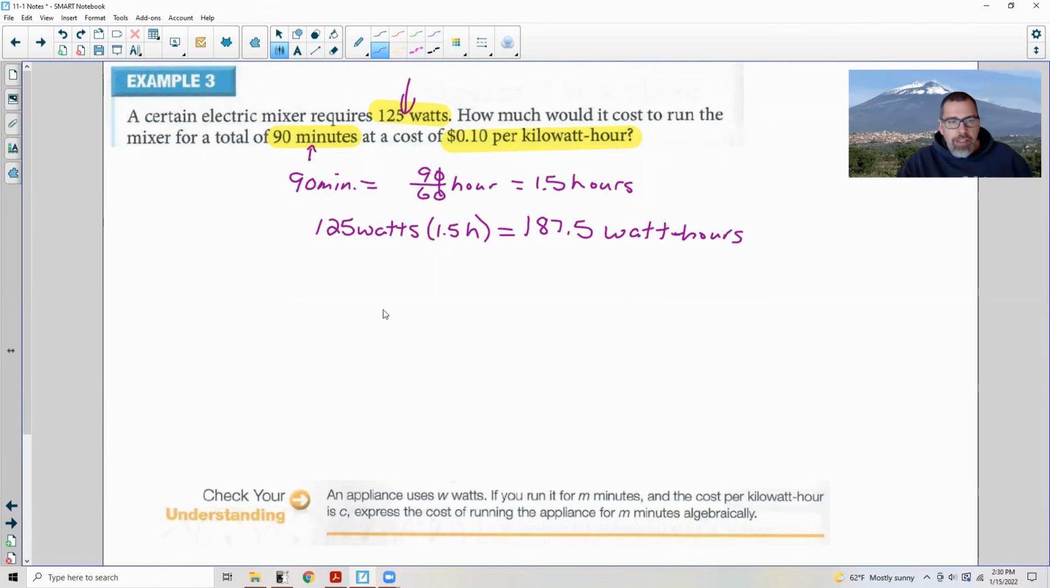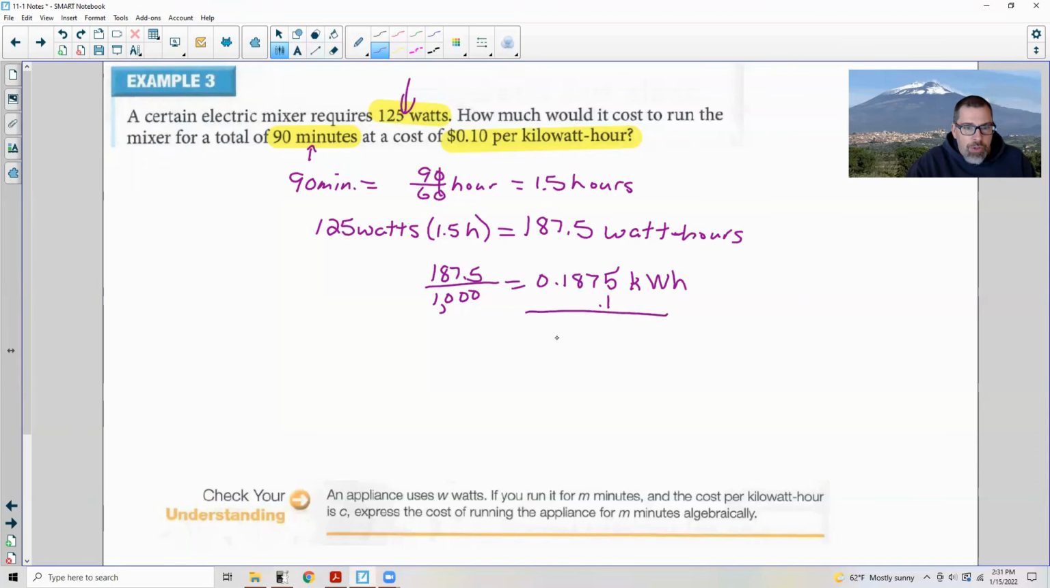Okay, and then we need to find the kilowatt hours. So in order to find kilowatt hours, you take the 187.5, and kilo means 1,000, so you divide by 1,000, and that would move the decimal 3 places to the left, so it would be 0.1875 kilowatt hours. Okay, so now we found the kilowatt hours. And now it says it costs 10 cents per, that means to multiply, kilowatt hour. So now we're going to take this value here and multiply it by 10 cents, which is 0.1.